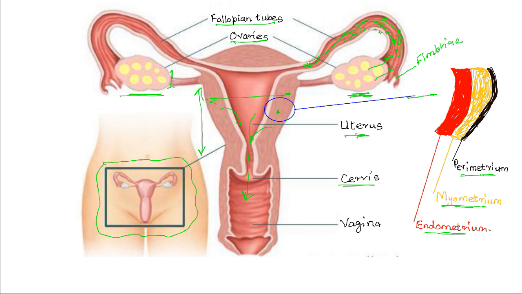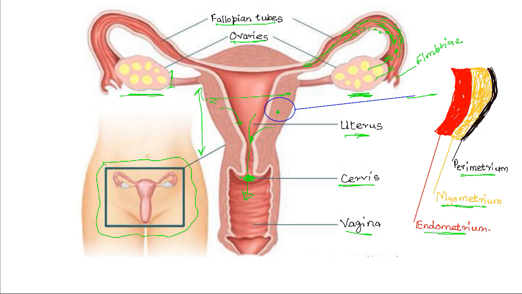The cervix is a ring of muscles at the entrance to the uterus. It is normally blocked by a plug of mucus. The function of the cervix is that it controls what enters and what leaves the uterus. Then there's the vagina.